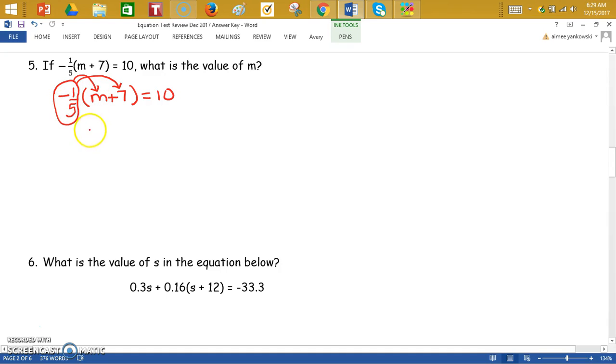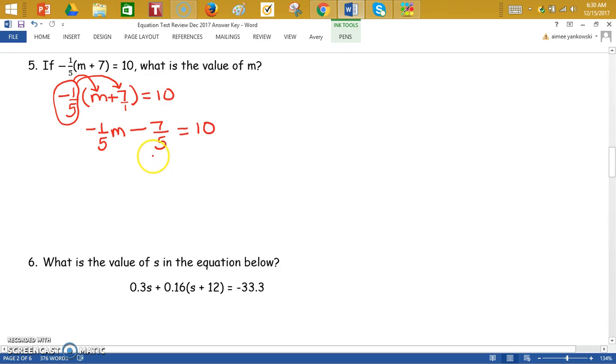So I do negative 1/5 times m is negative 1/5 m plus negative 1/5 times a positive 7. I know that's the same as 7/1. A negative times a positive, I say, okay, that's actually a negative. So I change that to a minus because a negative times a positive is a negative. 1/5 times 7/1 is 7/5. Then I keep my equals 10.